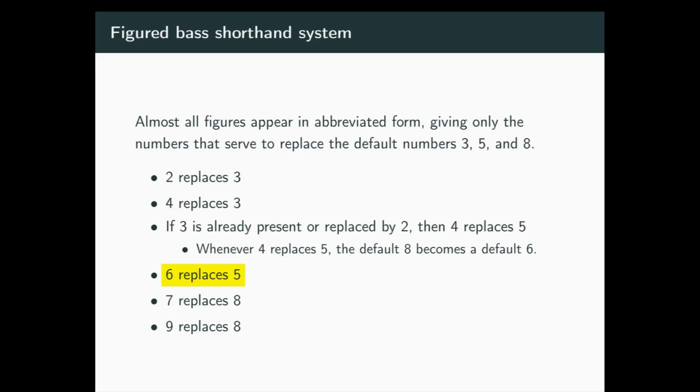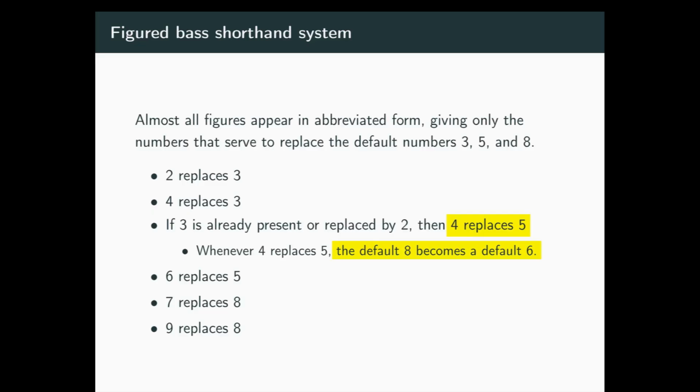So the only thing you have to memorize to get good at reading figured bass is what to do when there's a 4. The default case for 4s is simple. If all you see is a 4, then it always replaces 3. But if there's already a 3 written in addition to the 4, or if there's a 2 that replaces the default 3, then two things happen, and it's important to remember them both. The 4 replaces the 5 instead of 3, and the unwritten third number, which should be an 8, is now understood to be a 6.